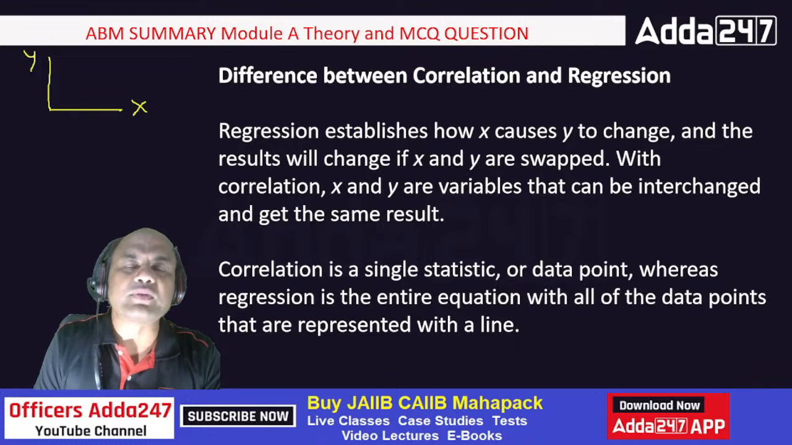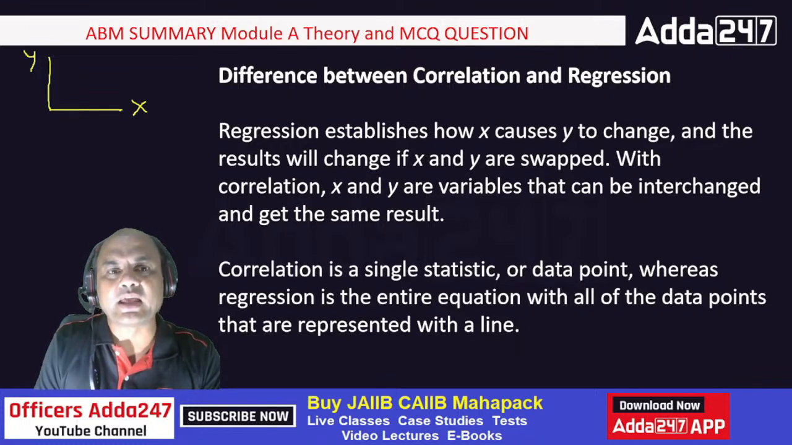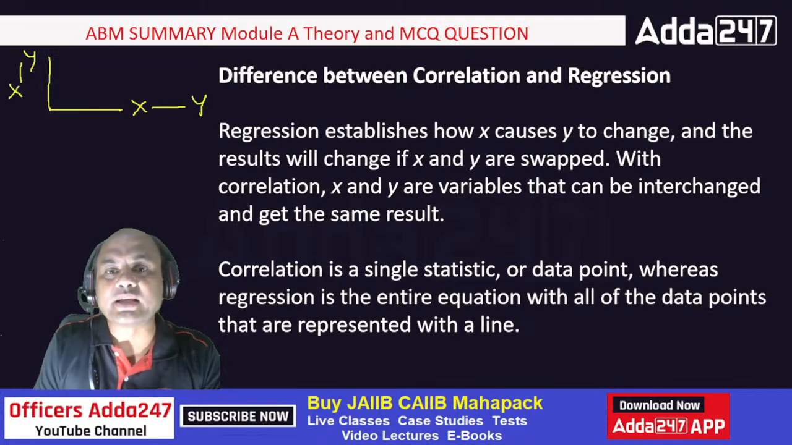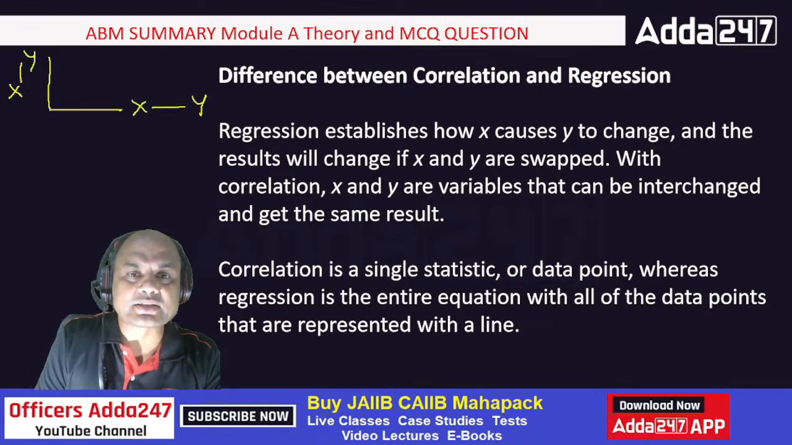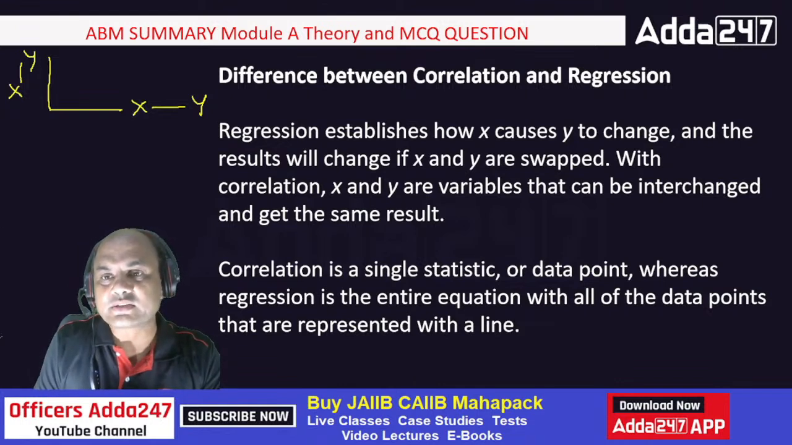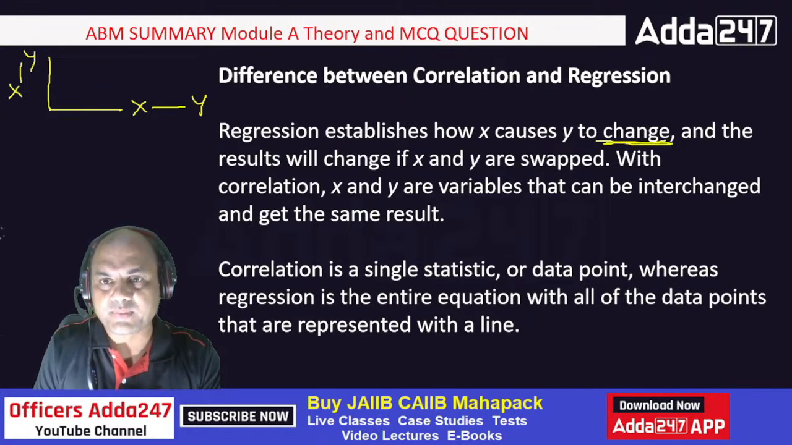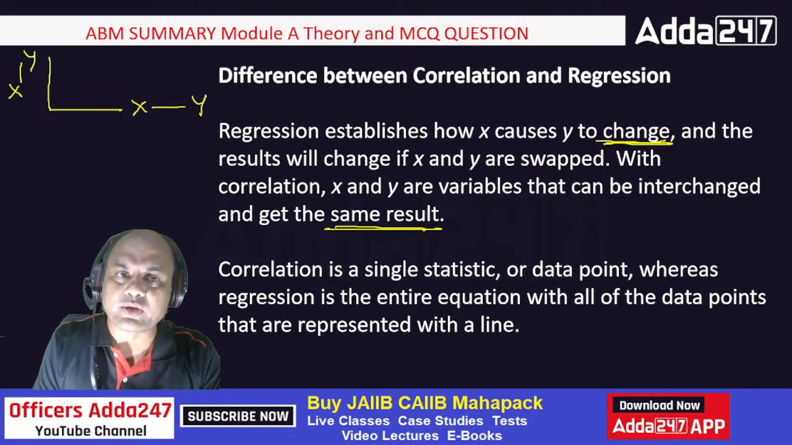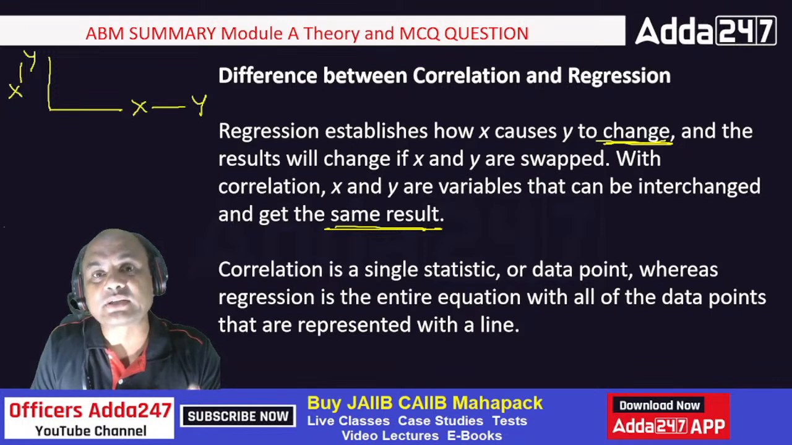So if I am having regression and I change this x to y, and I change this y to x, then the answer changes. So in regression, the answer will change. Whereas in case of correlation, the x and y variables can be interchanged and you get the same result. Even if I change x to y and y to x in correlation, the answer does not change.